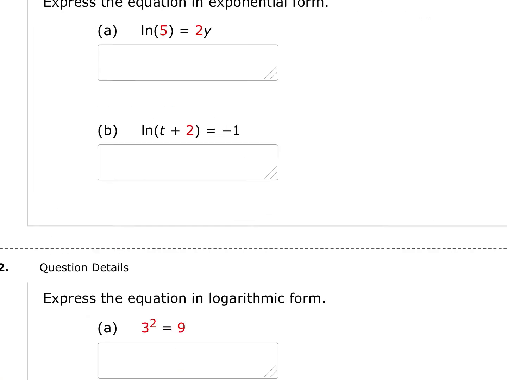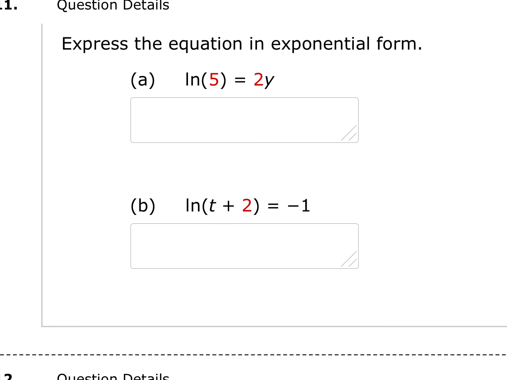All right, let's look at these two. What's the opposite of ln? E. So I'm going to replace the ln with an e, and then what happens with 2y and 5? They switch spots. Right? Look at the next one.